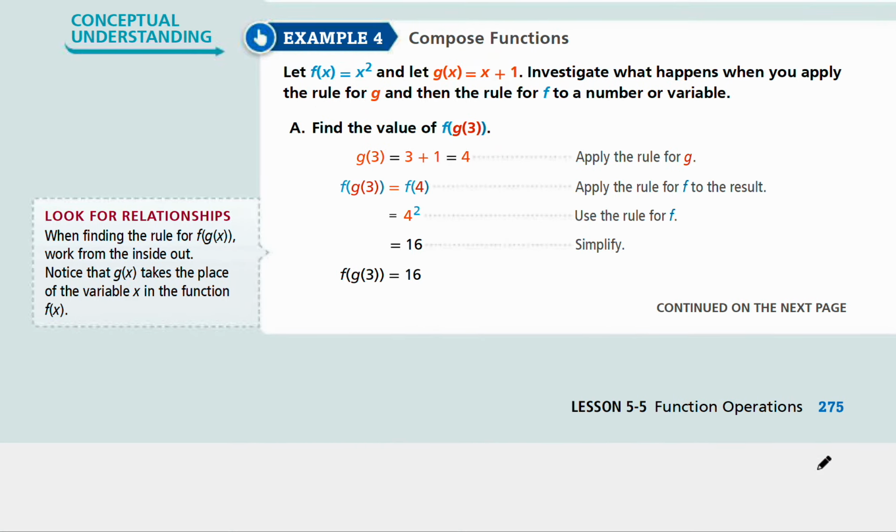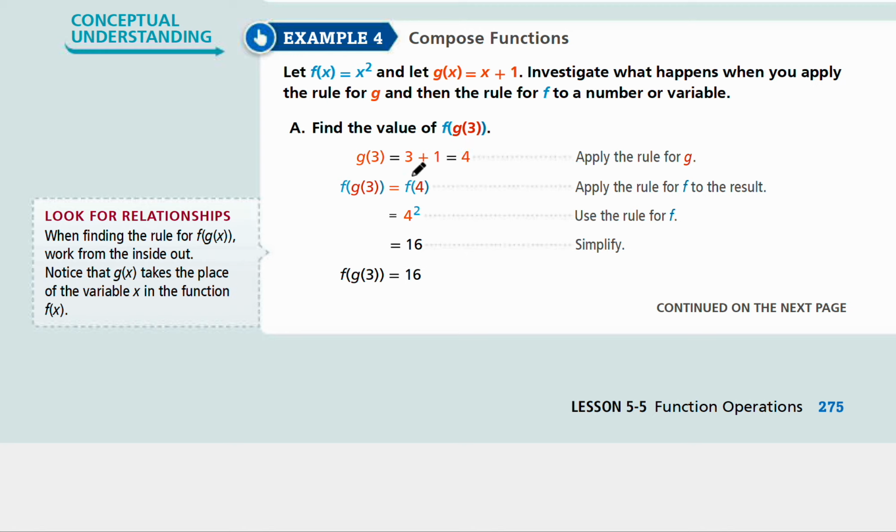Compose functions. Let f of x equals x squared and let g of x equals x plus 1. Investigate what happens when you apply the rule for g and then the rule for f to a number or variable. So part A, find the value of f of g of 3. So we're finding f of g of 3, which means you need to figure out g of 3 first, and then you're going to get f of that g of 3, right?